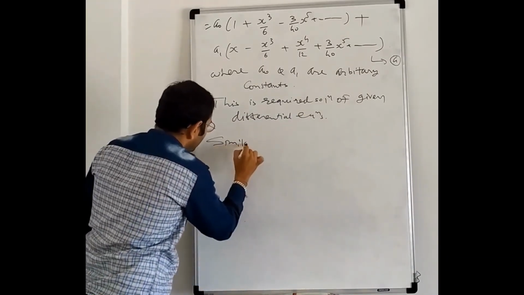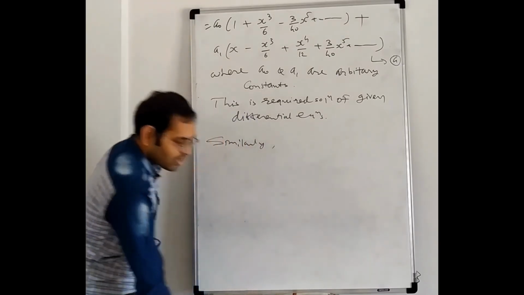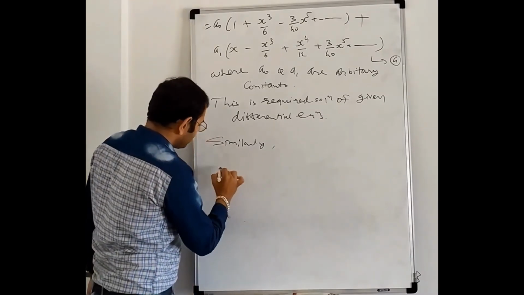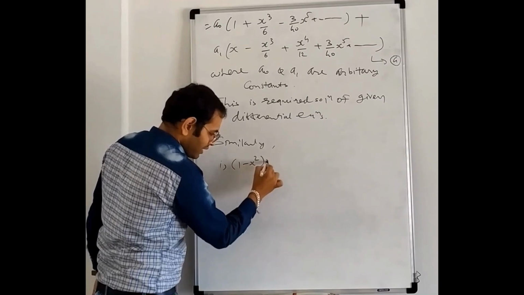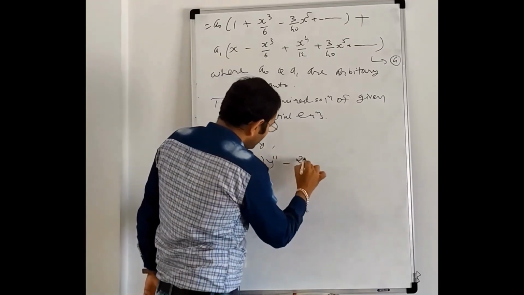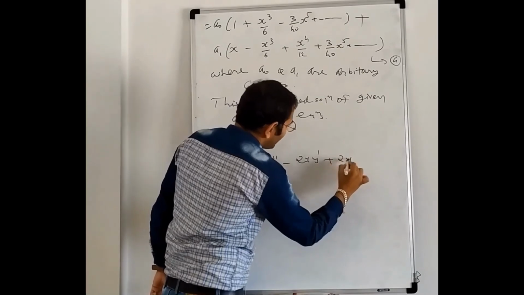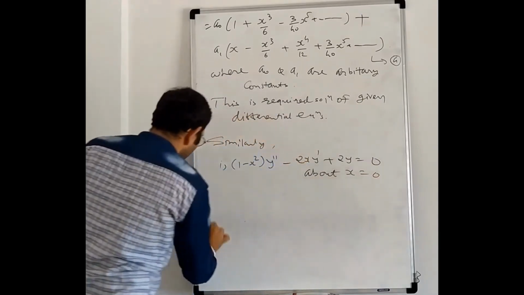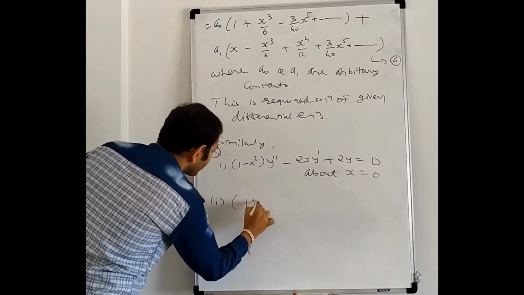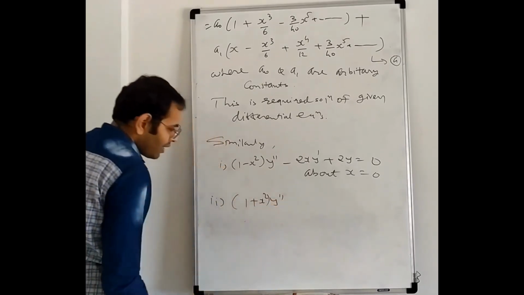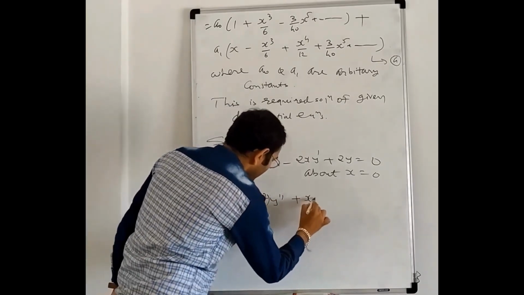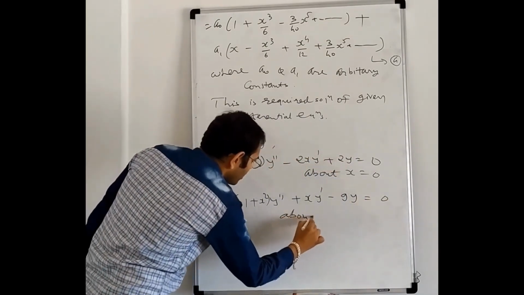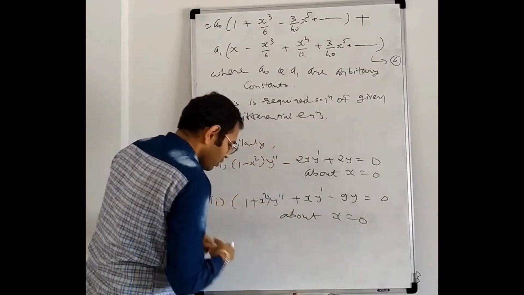Similarly, you can solve other examples. The first one is (1 minus x square) y double dash minus 2x y dash plus 2y equal to 0 about x equal to 0. Another example is (1 plus x square) y double dash plus x y dash minus 9y equal to 0 about x equal to 0.